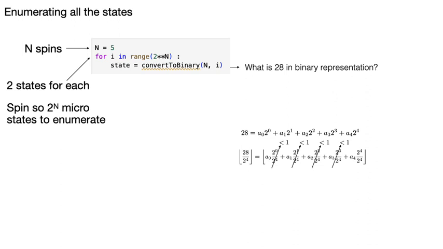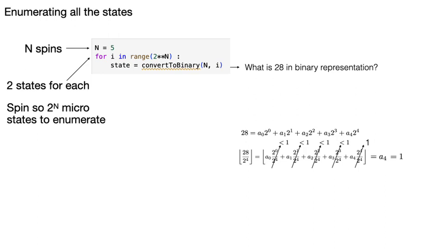The only number that can be greater than or equal to 1 is the final term, which has A4 multiplied by 2 to the 4 over 2 to the 4. The 2 to the 4 over 2 to the 4 is 1, and the floor can thus only be 0 or 1, as it must be equal to A4, and A4 is 0 or 1. Now, if we complete this calculation with 28, what we find is that A4 is equal to 1.